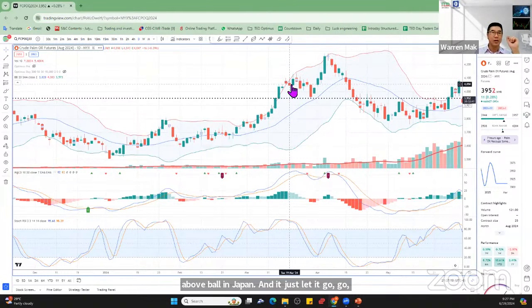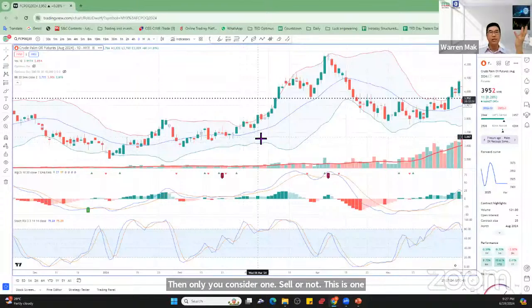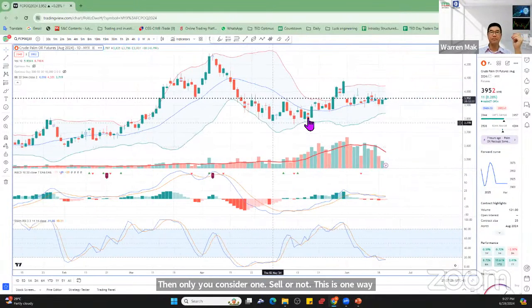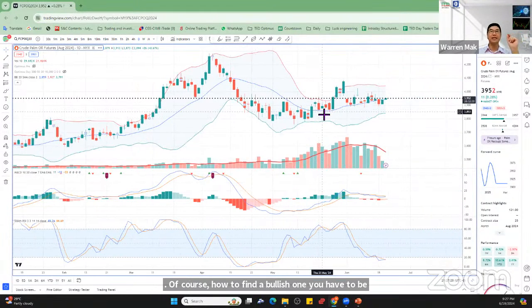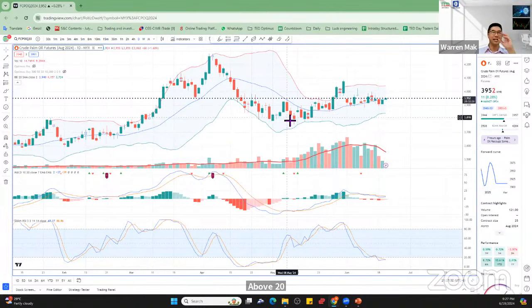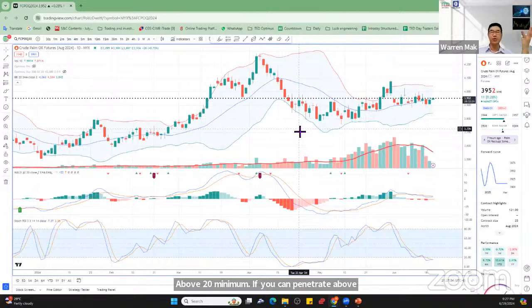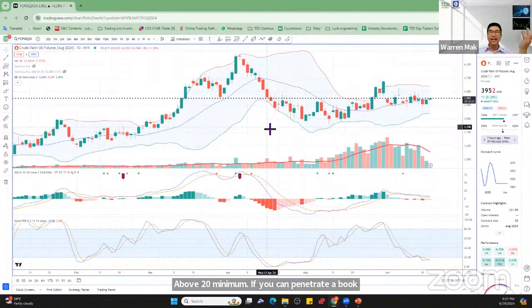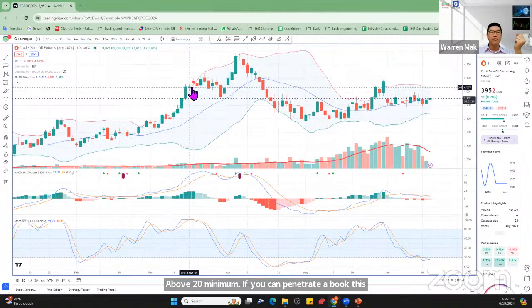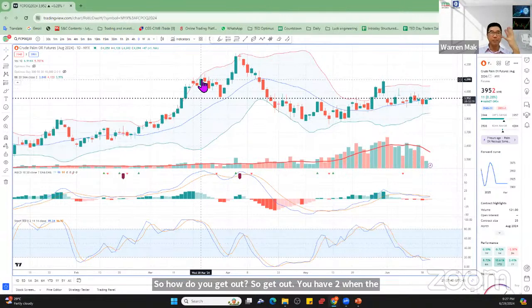Then only you consider whether to sell or not. This is one way. Of course, to find a bullish one, you have to be above 20 minimum. If we can penetrate above this Bollinger Band, it is better. So how do you get out? When the price drops back to the BB upper, that is the time for you to consider getting out half of it.